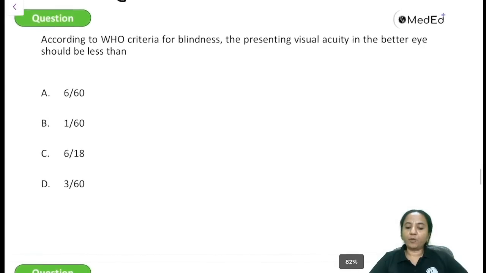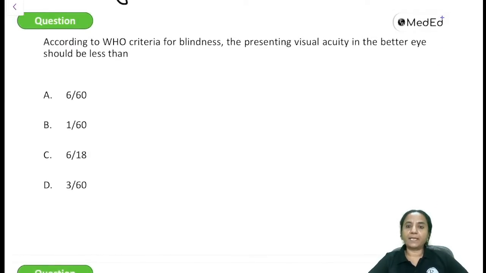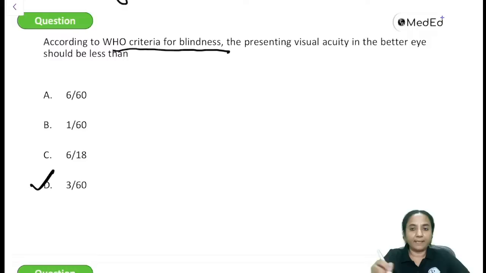Next question. According to the WHO criteria for blindness, the presenting visual acuity in the better eye should be less than. What is the answer here? It should be less than 3/60. Yes, that is counting fingers at 3 meters. So if the presenting visual acuity in the better eye is less than 3/60, then according to WHO, this is the criteria for blind.